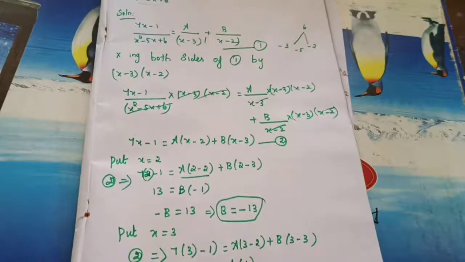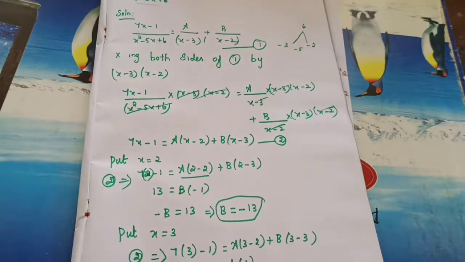Understand, no? Now we have found out both a value and b value. Understand? So what can you do? We can substitute there. Okay. In the last problem they asked only to find out the value of a and b.